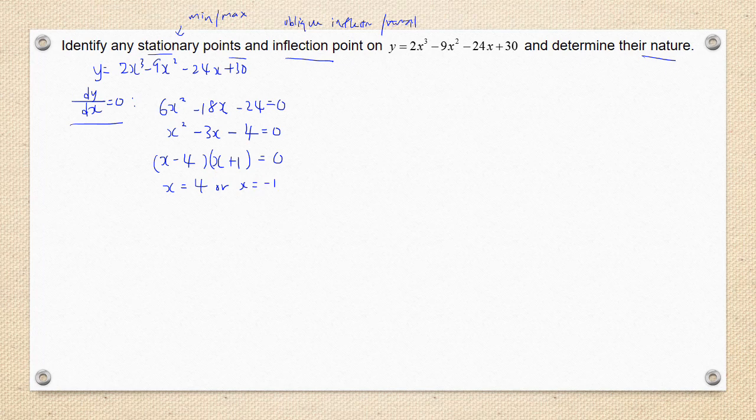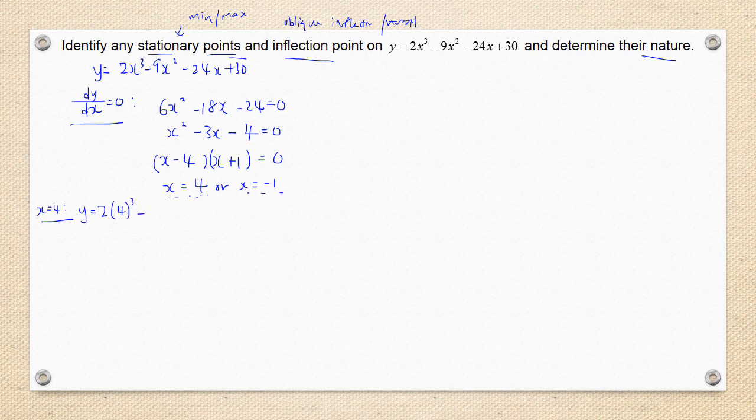Okay, so I have the x coordinates of both of the points here. The question asks for the points. Is this a point? No, this is not yet a point. So we have to find out the y coordinate. When my x is equal to 4, what is my y value? So just substitute it back into the original equation.